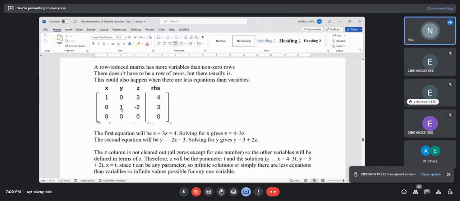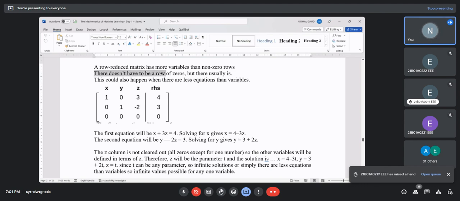Now again I am going to get this kind of matrix. This is a row reduced matrix which has more variables than non-zero rows. That means variables are more and non-zero rows are less. Here is a zero. One row is completely zero, and you are available with three variables. So the number of variables is more than the number of non-zero rows.